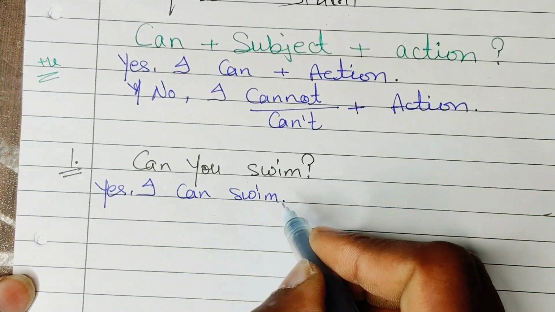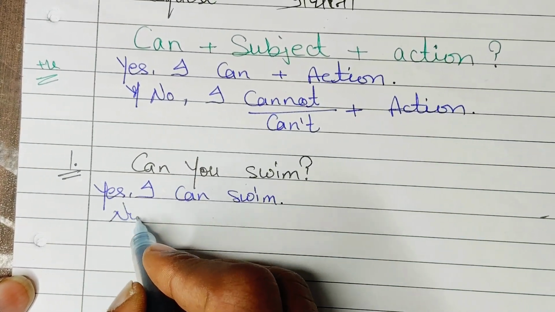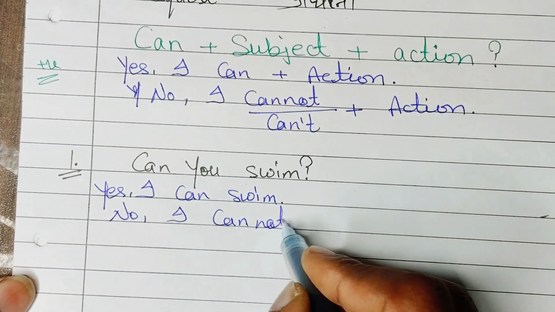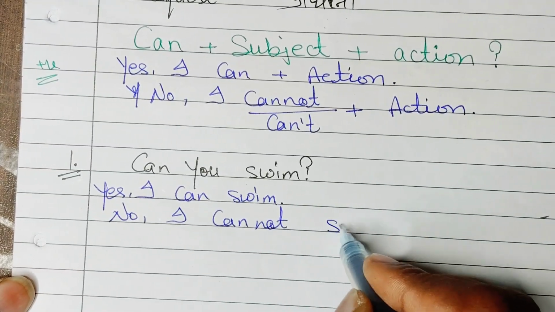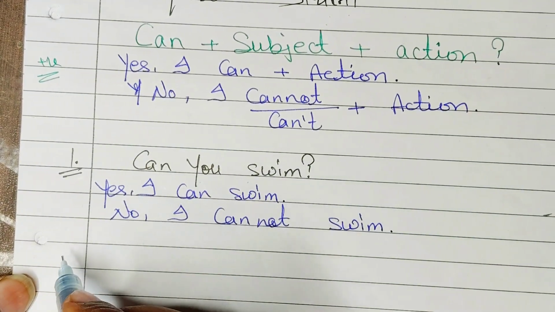If you are unable to swim, like you don't know how to swim, then you can say, no, I cannot. I cannot or can't swim.